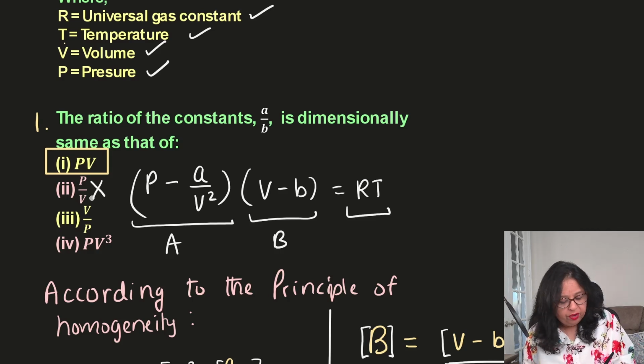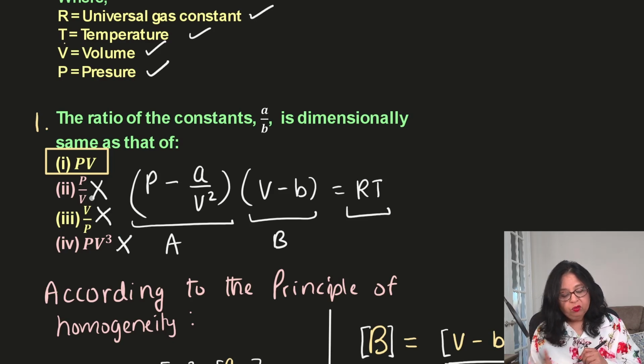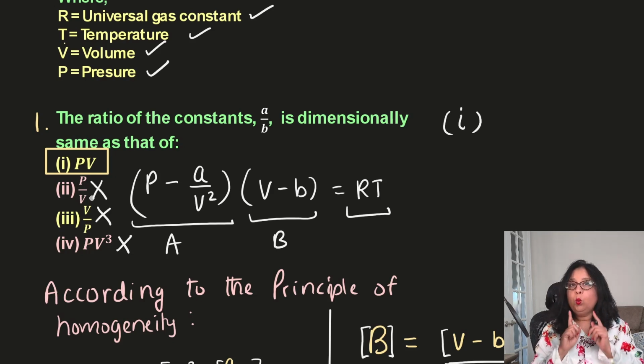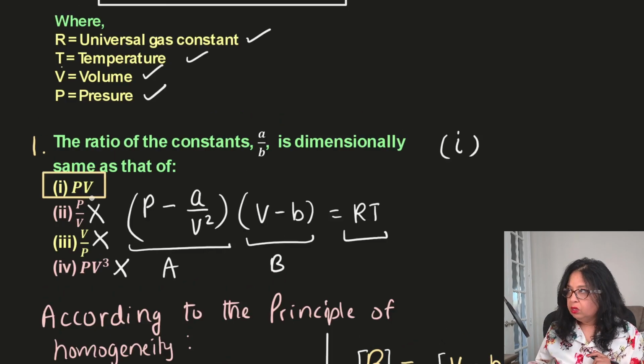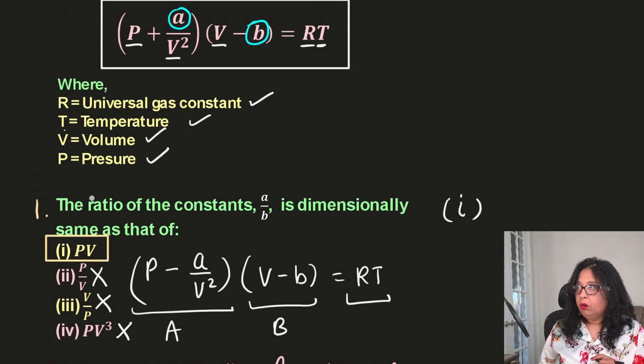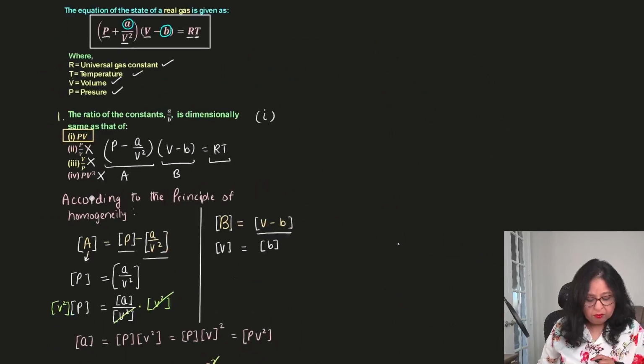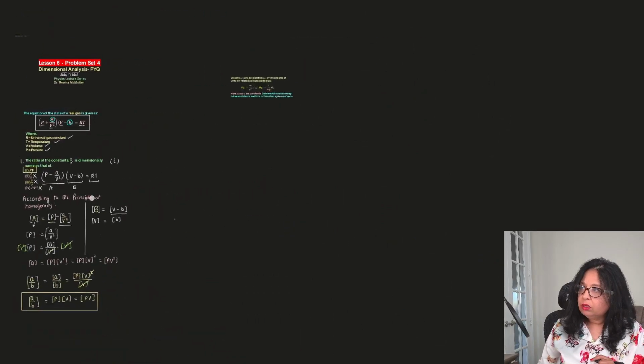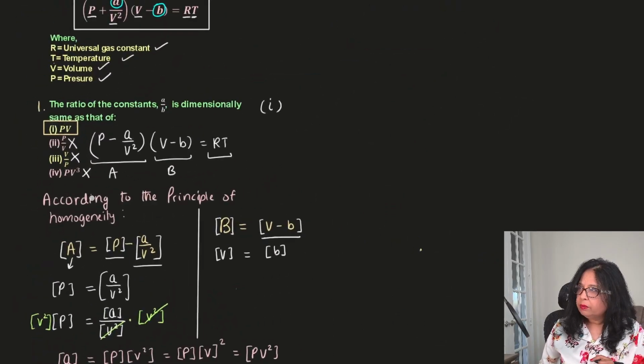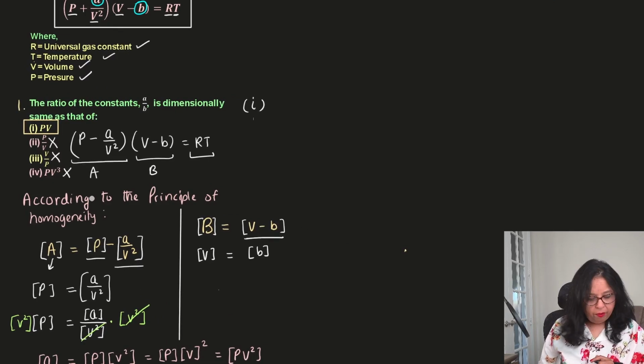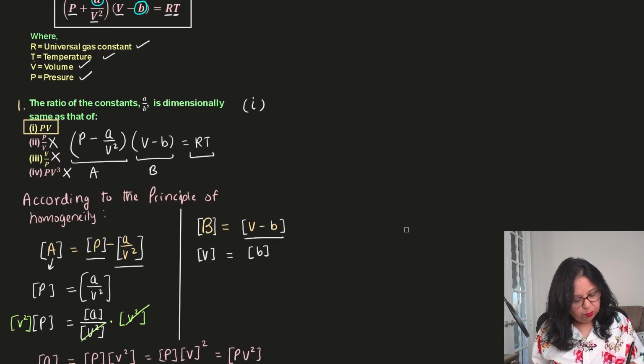P over V, definitely not. V over P, PV cubed, nope. So in this case, the answer was just 1, the option number 1. So here you go. We have solved the first problem. Here's your solution. Looks pretty cool, doesn't it? Alrighty, moving on to problem number 2 next.